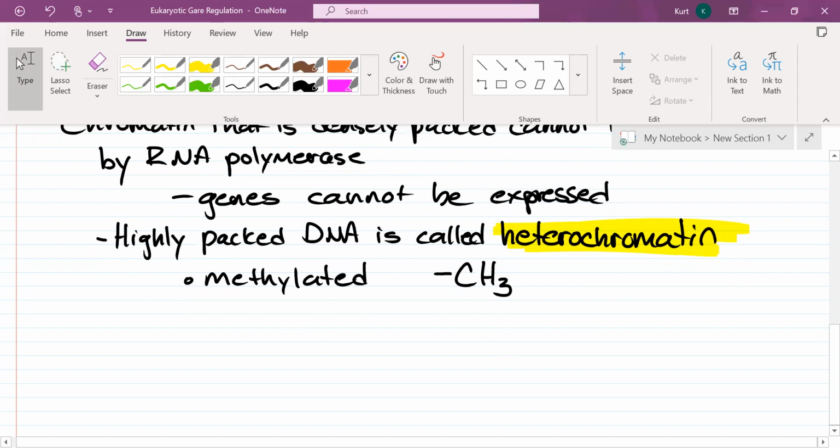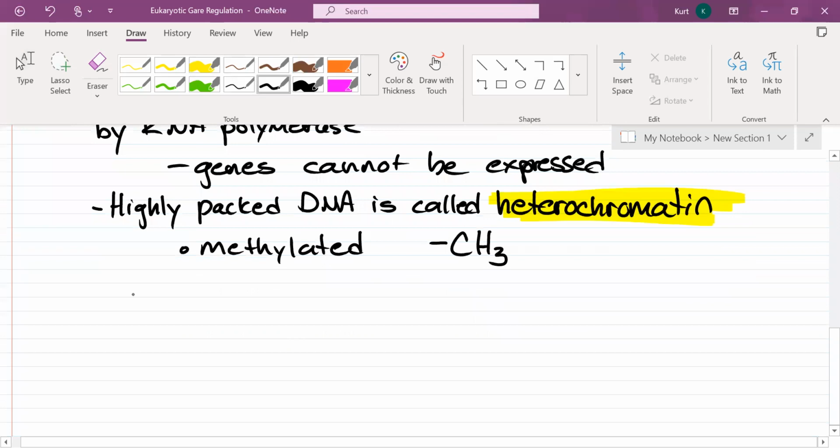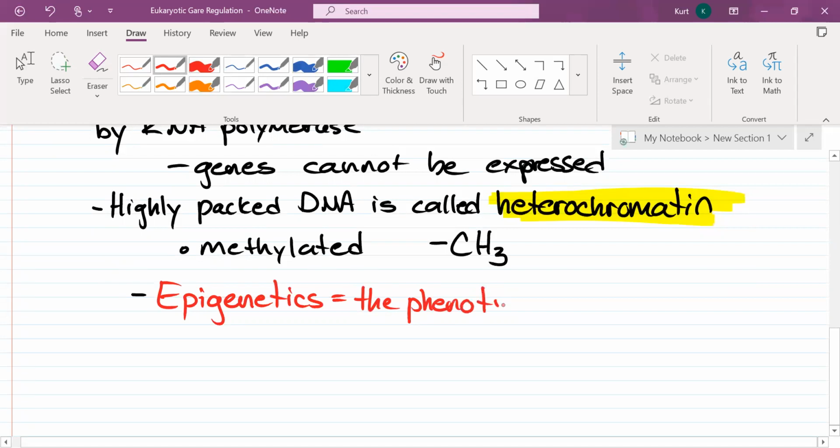Another concept that this relates to is something that we also discussed when we did Unit 5, and that's called epigenetics. Epigenetics simply says that just because your genotype says something doesn't mean that that's actually going to be your phenotype. The phenotype does not necessarily express the genotype.